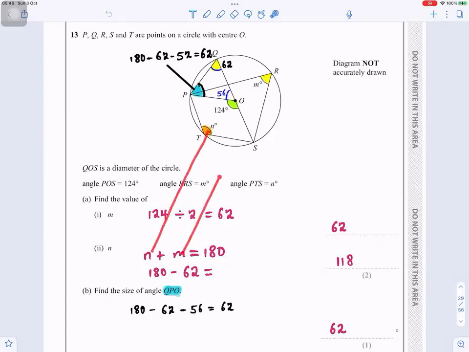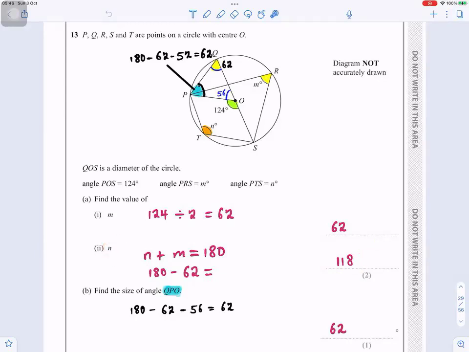N plus M is equal to 180. Opposite angles in a cyclic quadrilateral add up to 180. So M is 62. So 180 minus 62 gives you 118. So N is 118.